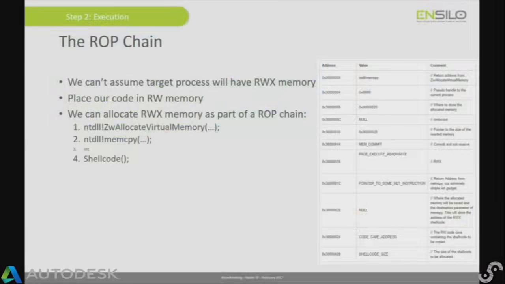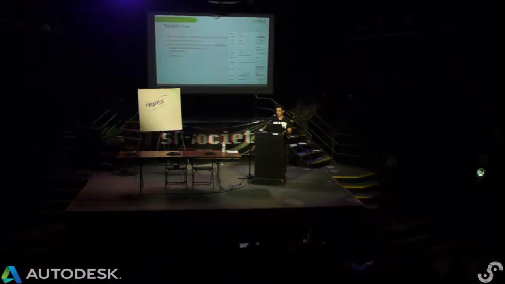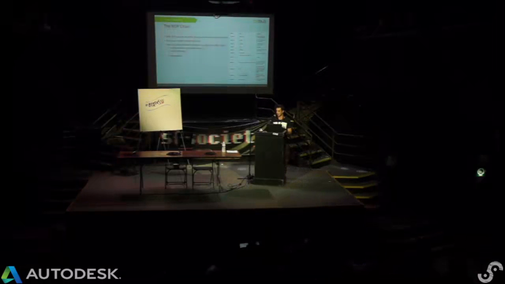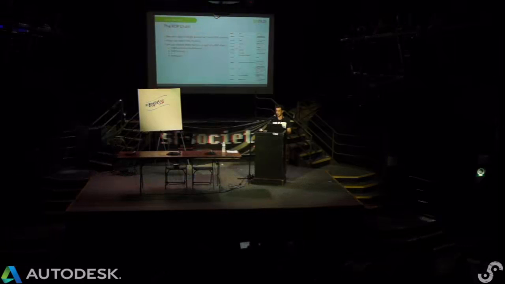But we can assume we can find read, write memory that we can write our shellcode to, and then use some return-oriented programming to allocate some executable memory, copy the shellcode from the read-write memory to the newly allocated executable memory, and then finally jump to our shellcode. And this is actually the ROP chain in detail, and you guys will have the slide deck, so you can check it out later. But we're about to see a little demo that'll really demonstrate how this works.